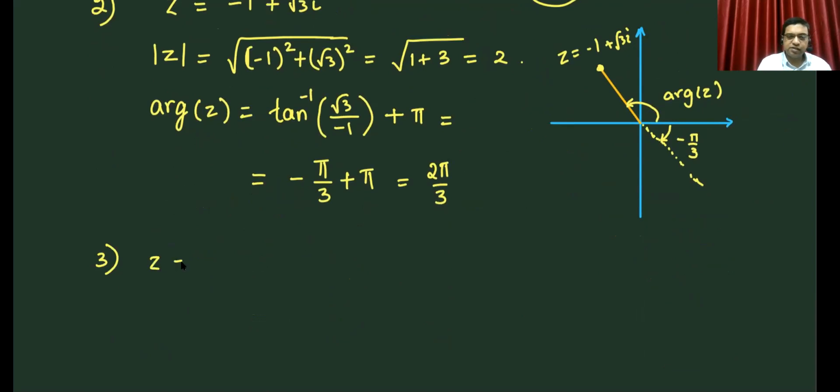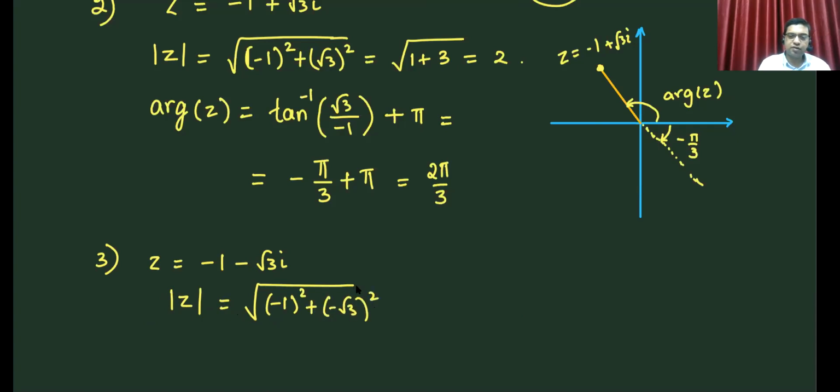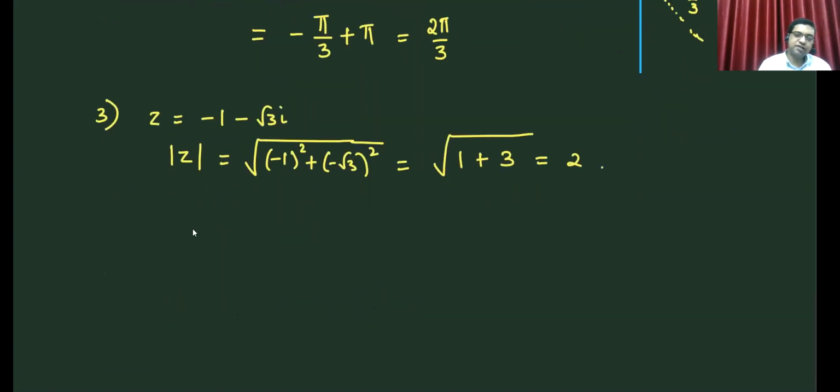Third question. Z is -1 minus root 3i. Which quadrant does it lie in? Third quadrant. Very good. Modulus is under root of (-1) whole square plus (minus root 3) whole square. You again get 1 plus 3, which is 4, so the modulus is 2. The modulus remains the same.